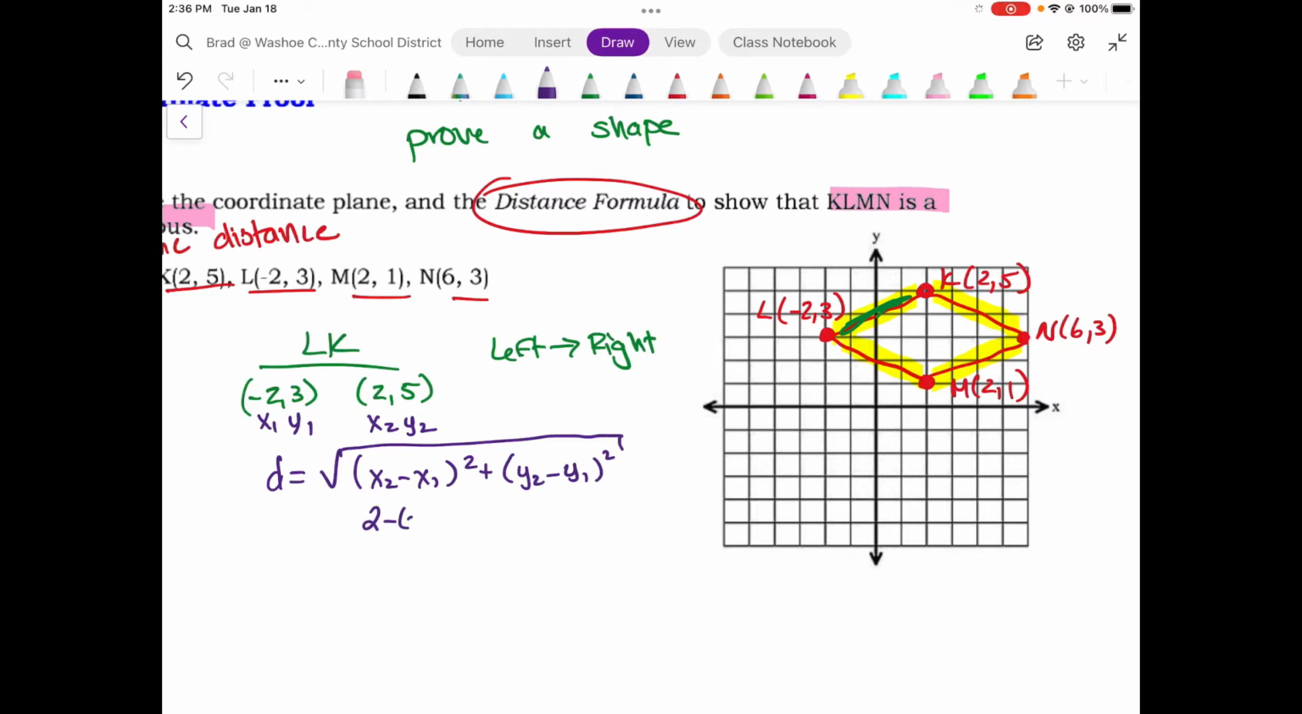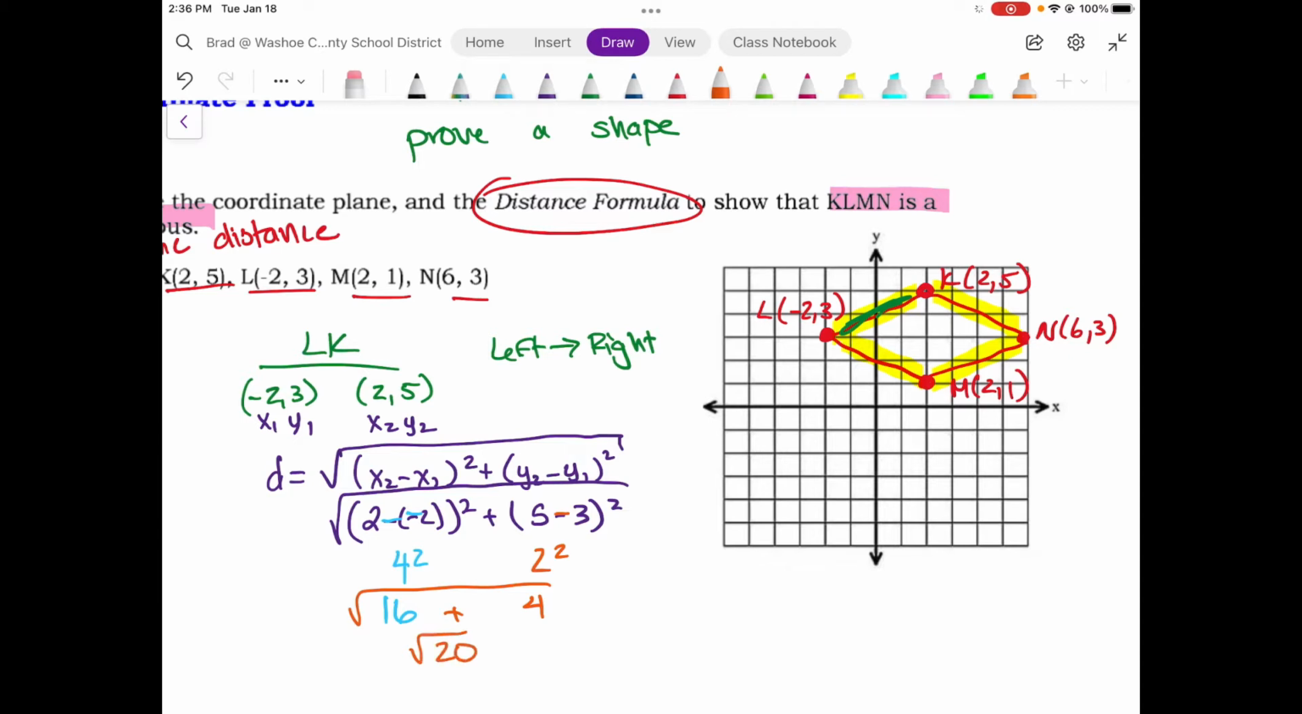So 2 minus a negative 2 squared plus 5 minus 3 squared. A negative and a negative is going to make this a positive 4 squared, which is 16. And then this is just minus, so this is 2 squared, which is 4. So when I add those together, I'm going to get the square root of 20.